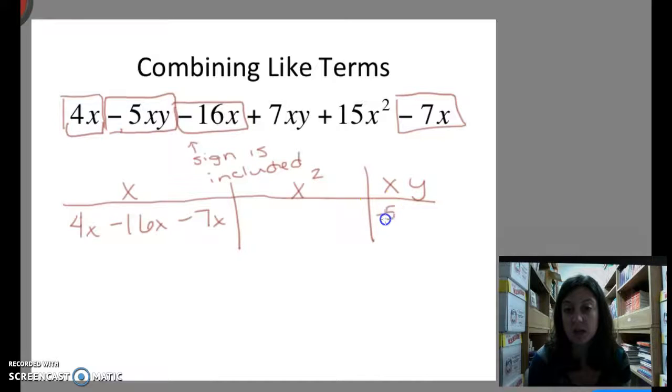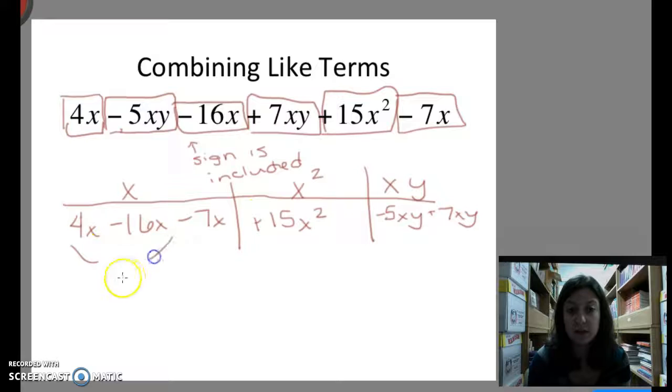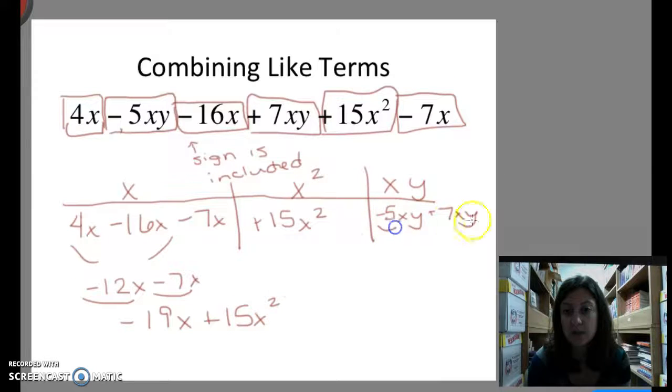Negative 5xy, positive 7xy, positive 15x squared. So we've got all of them. Now let's simplify. 4 minus 16 is negative 12 x's. So if you notice, the only thing we're combining here is that coefficient. Negative 12 minus 7 is negative 19. Plus 15x squared. Negative 5 plus 7 is positive 2. And that's it. That's all you have.